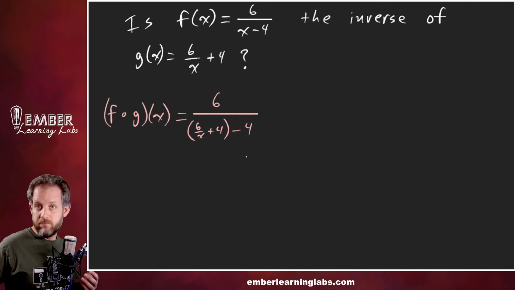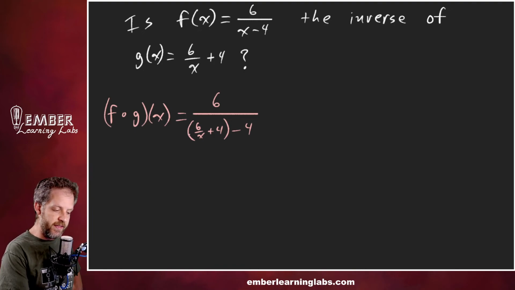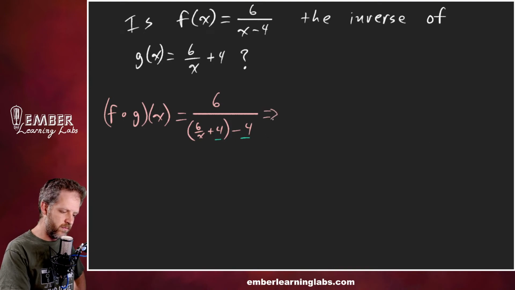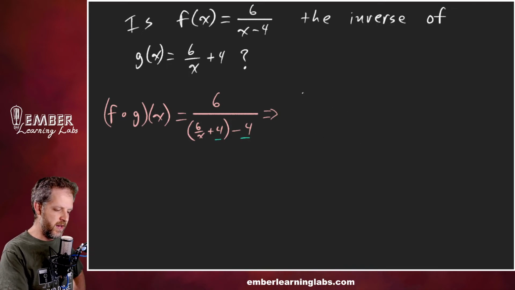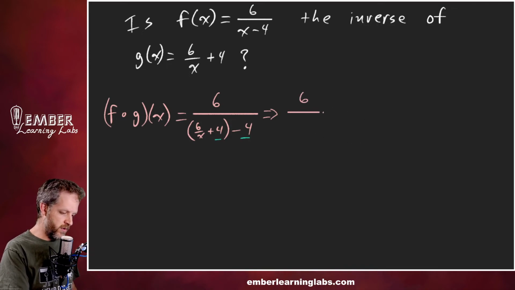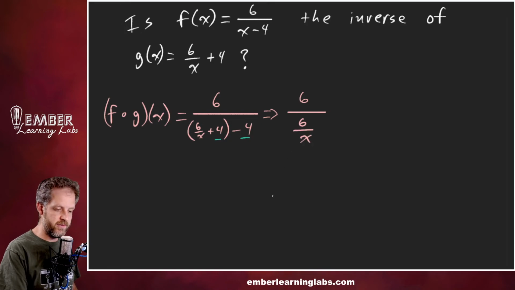So let's puzzle piece our way through this. Now there's nothing multiplying on this parentheses, so it can just go away and we can combine like terms here. 4 minus 4 is 0. So we end up with 6 over 6 over x.